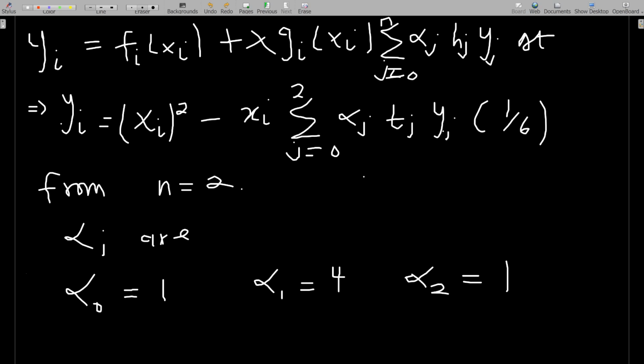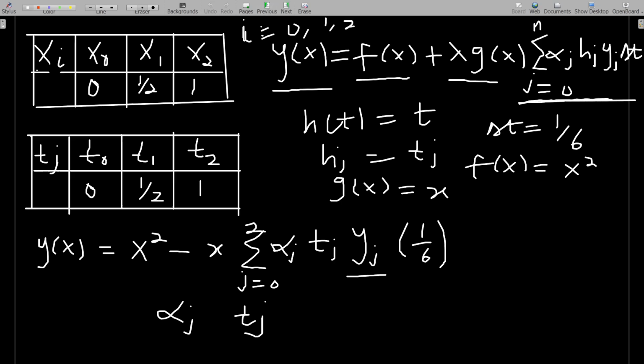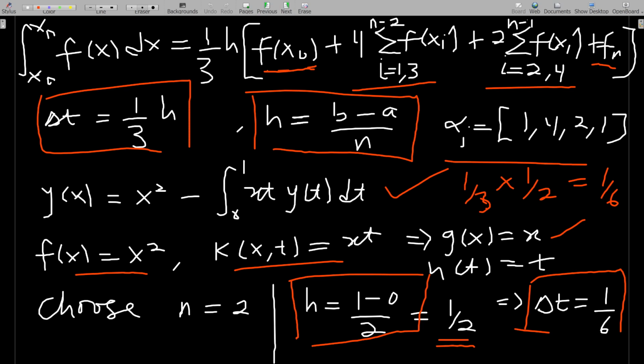Now when n is equal to 2, lambda naught is 1, lambda 1 is 4, lambda 2 is 1. Why? Because I told you that when you write Simpson's 1/3 rule, this time n is equal to 2. So when i equals 0, I have f of x naught, and I pick the coefficient of f of x naught, and that is 1. So n equals 2 means that we have x naught, f of x naught to f of x2. The last one will be x2.